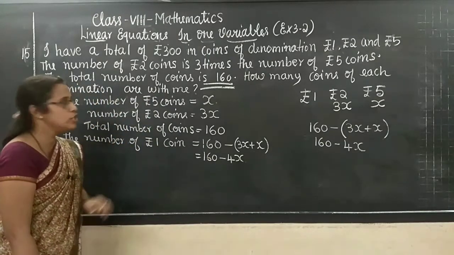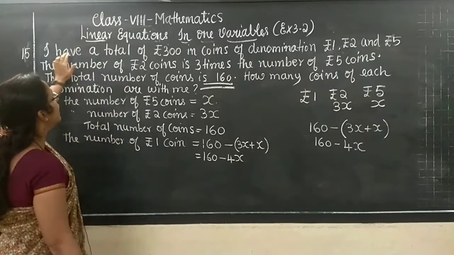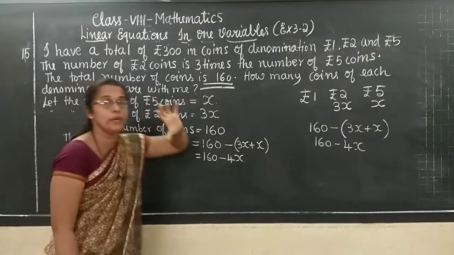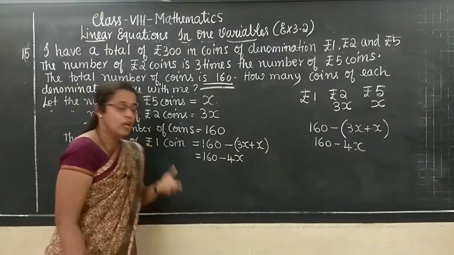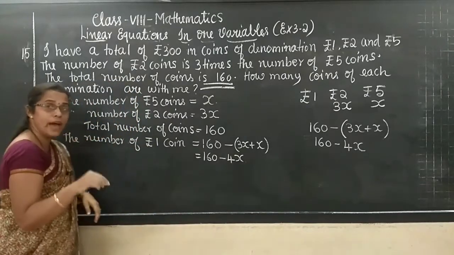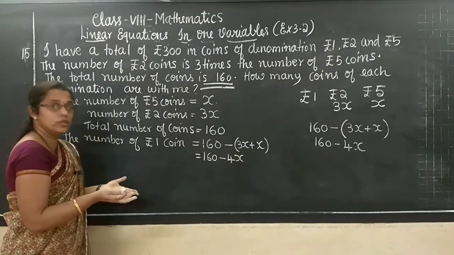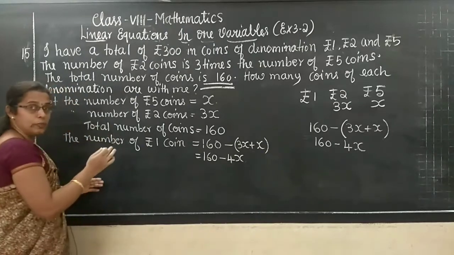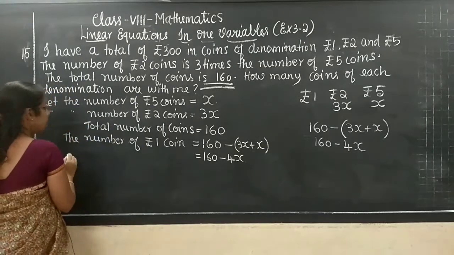Now, the amount. See here, the amount is there. I have a total of how much rupees? 300 rupees I am having. So, the total amount I am having is 300 rupees, right children? So, what do you write first?